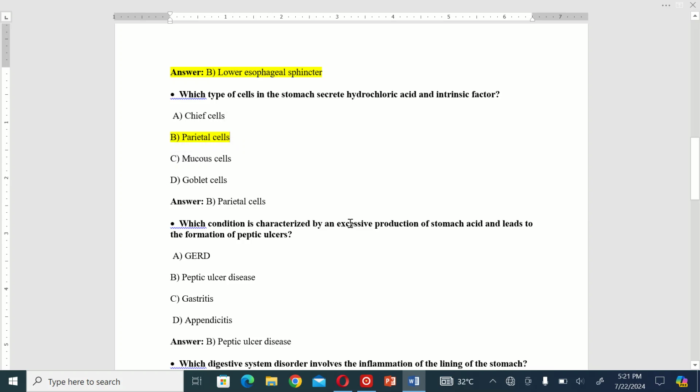Which condition is characterized by an excessive production of stomach acid and leads to the formation of peptic ulcer? A. GERD. B. Peptic ulcer disease. C. Gastritis. And D. Appendicitis. And so the correct option is B. Peptic ulcer disease.